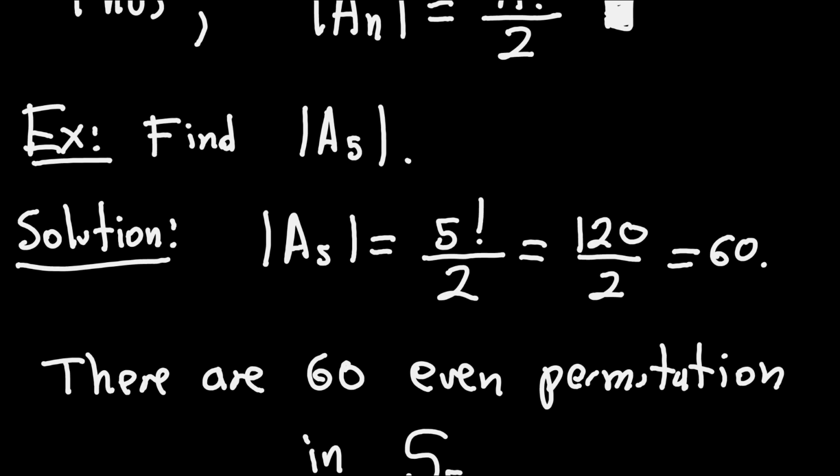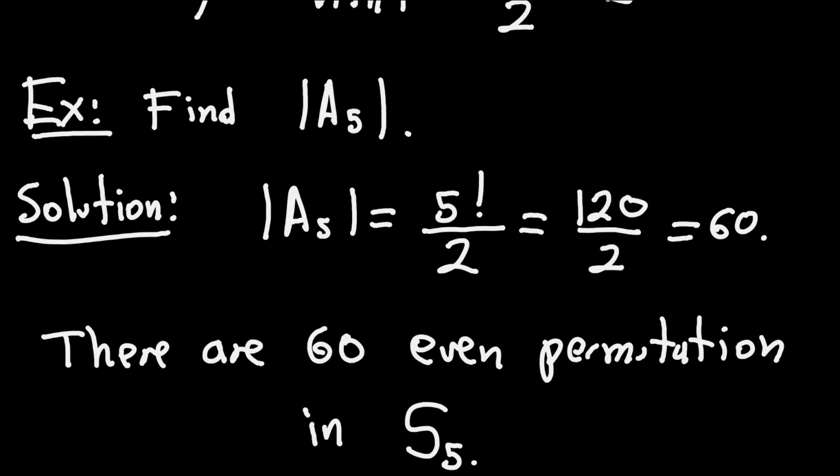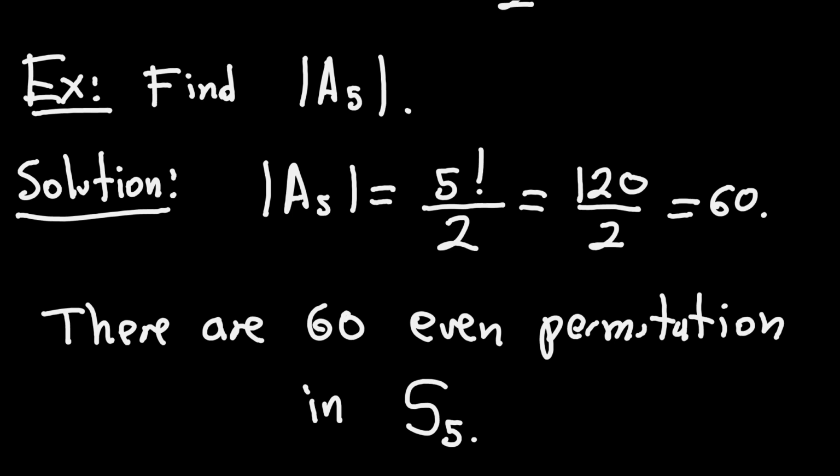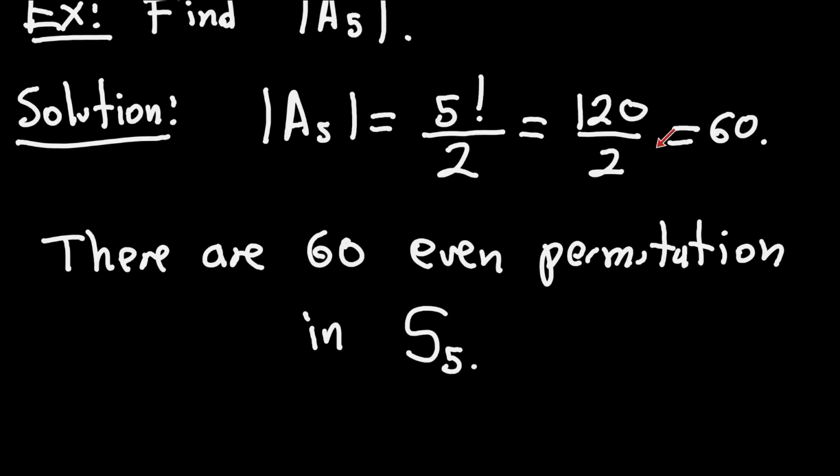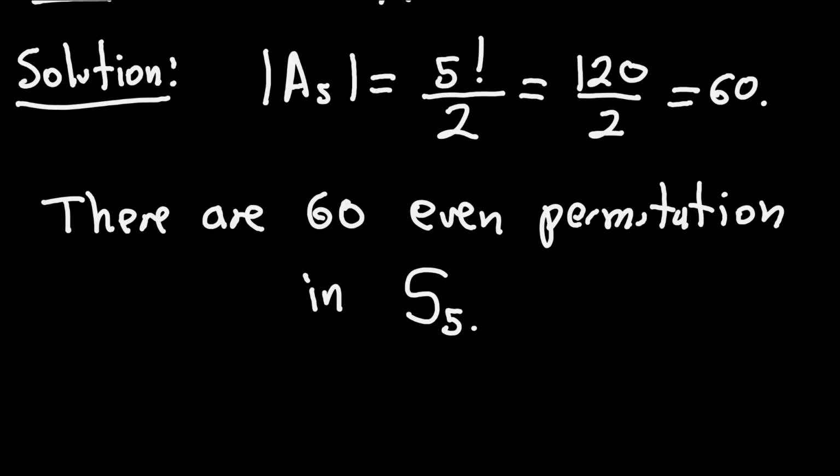So let's look at a quick example to emphasize that theorem. Let's say we want to find the number of elements of A5, which is how many even permutations are in S5. By the theorem, the number of elements of A5 will be n factorial, here 5 factorial, divided by 2. 5 factorial is 120, divided by 2, that's 60. So what we can conclude from here is that there are 60 even permutations in S5. Now, listing all of them might take a long time, but we know that there are 60 of them.